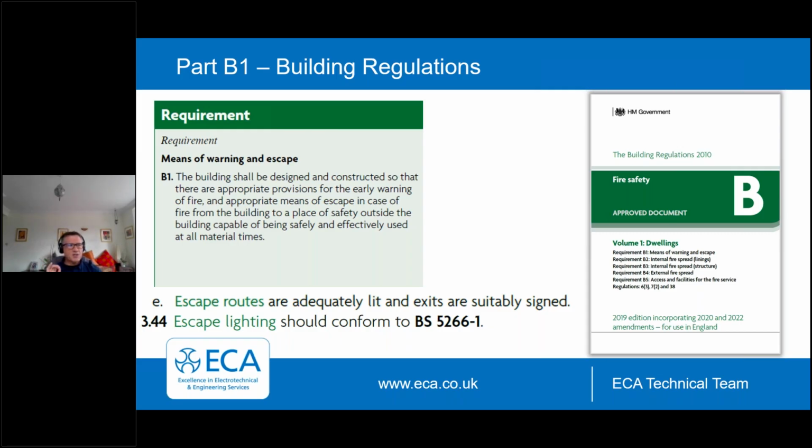And that's quite a nice little link actually, because 5266 is directly referred to, you could consider this to be a building regulation, and therefore has a direct link to current legislation. Whilst 5266 is not statutory documentation, it's nice to see that link, and it would be very difficult to argue why you didn't comply with it because of these sort of references.